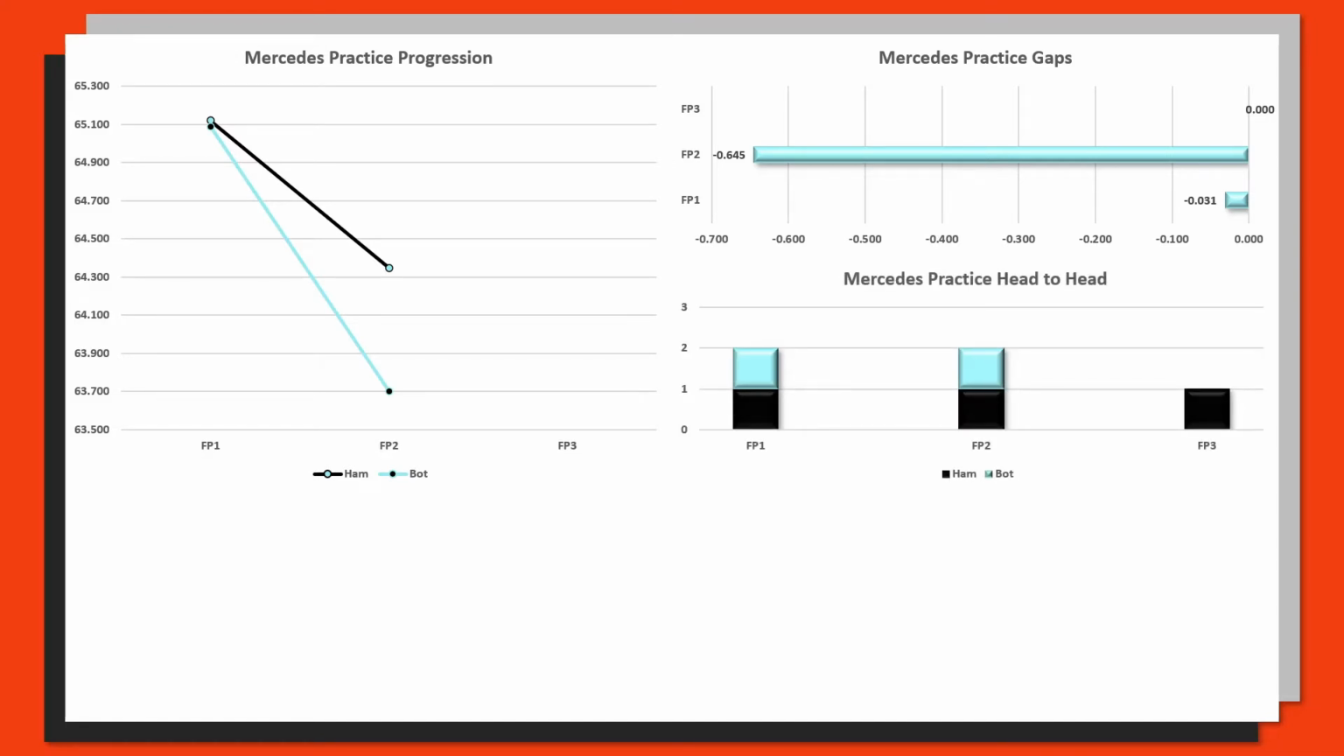the next graph popping up being their head-to-head in each session so far this season. It is 1 apiece in FP1, it is 1 apiece in FP2, and in the only FP3 session run in Austria last round, it is 1-0 to Lewis Hamilton.